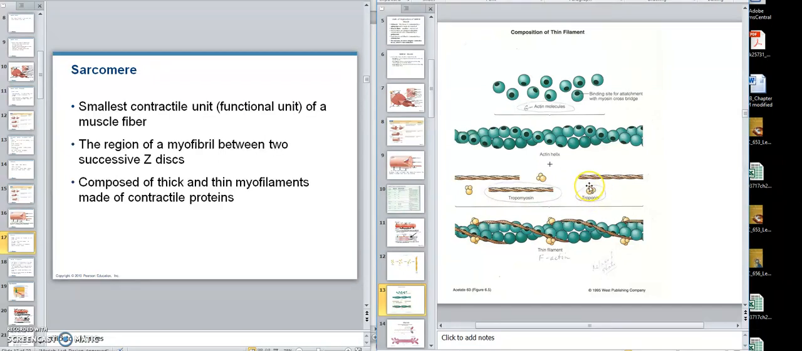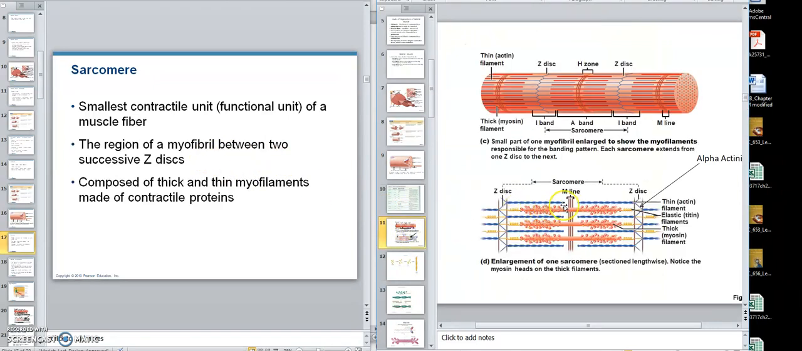Okay, now I'm left with troponin C. Troponin C, which is going to be important, binds to calcium ions when they are available in the cytoplasm of the muscle cell. So I binds to actin, T binds to tropomyosin, and C binds to calcium when it's available in the muscle cytoplasm. And we'll come to it. So we go back again. That's the structure of this.